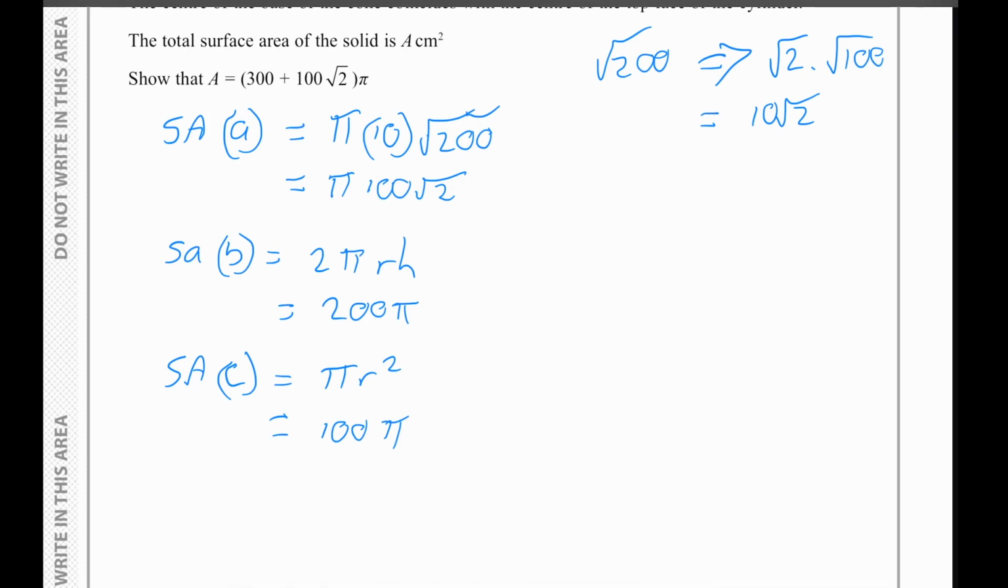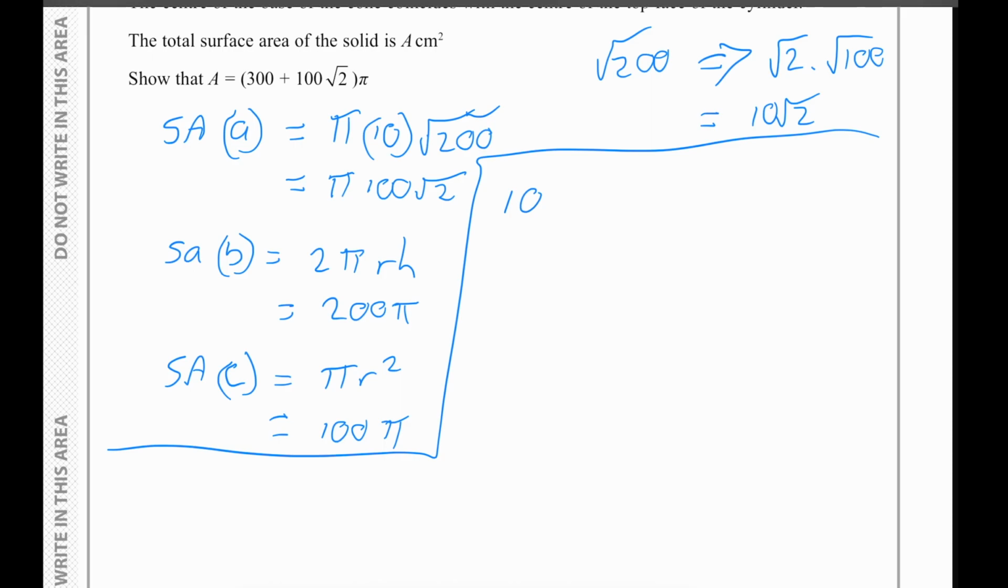So all we're going to do is add all of these together. So it is pi 100 square root 2 plus 200 pi plus 100 pi. I'll deal with the ones that don't have anything on them first, and I'm actually going to make it look a little bit nicer and put them in the front. So that's 300 pi plus square root 2 100 pi.